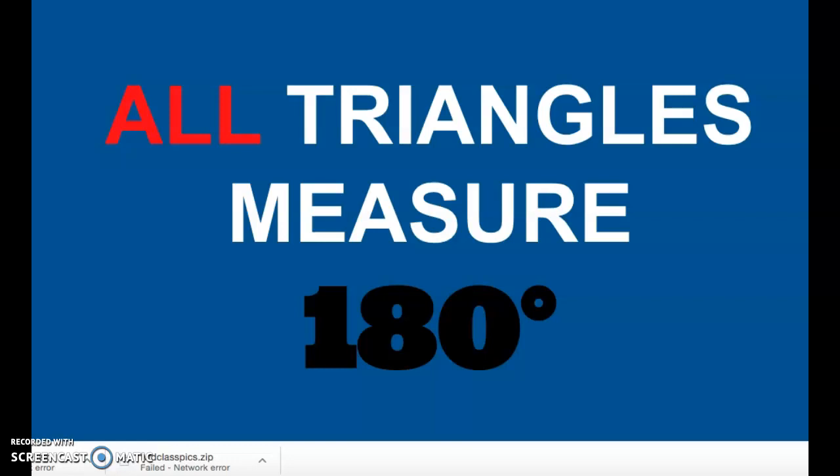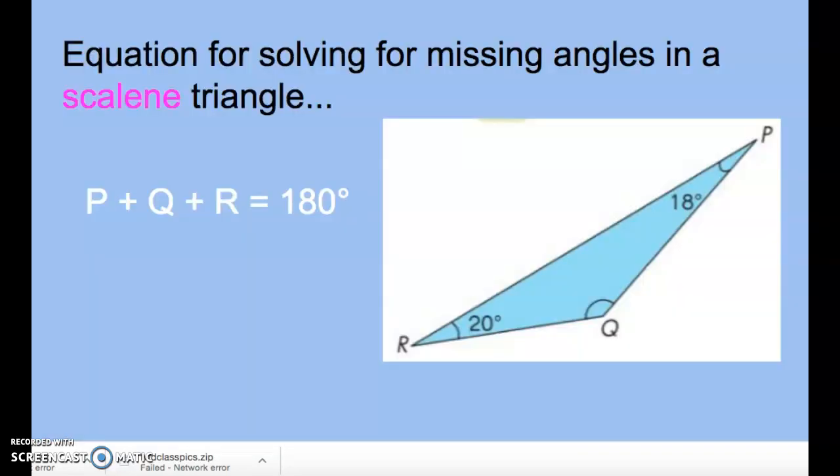We have learned that all triangles measure 180 degrees. What this means is that the three angles in the triangle have a sum of 180 degrees. Let's look at a few of the equations that we've been using for solving for missing angles.